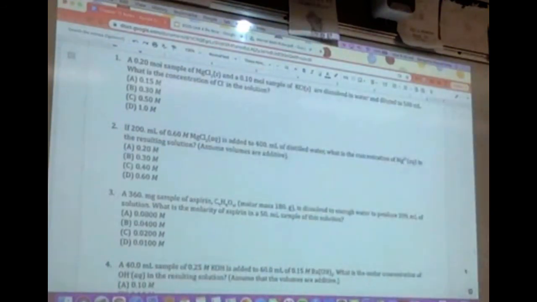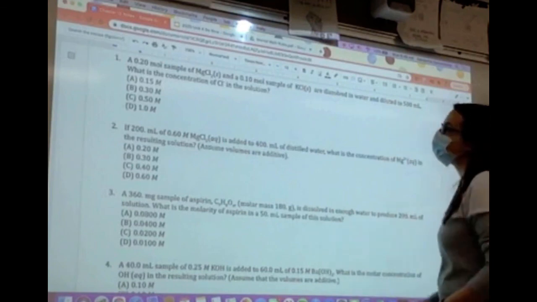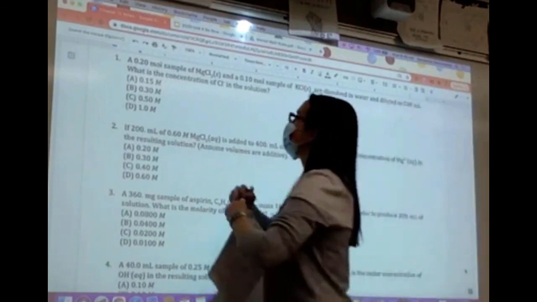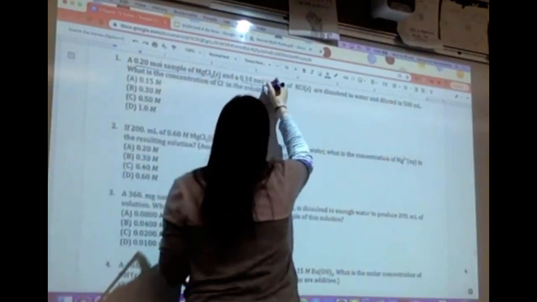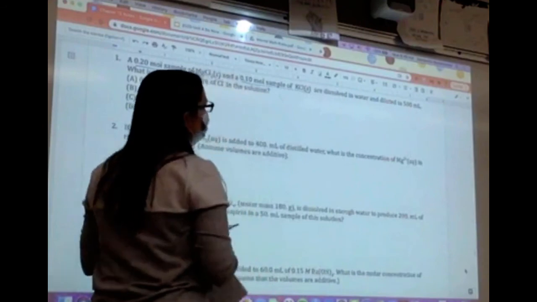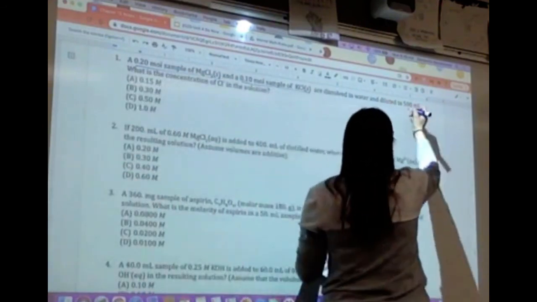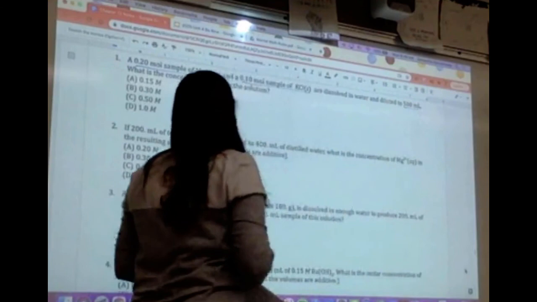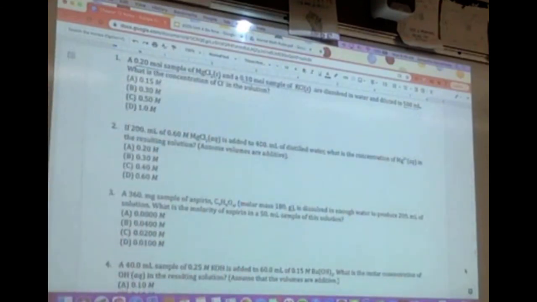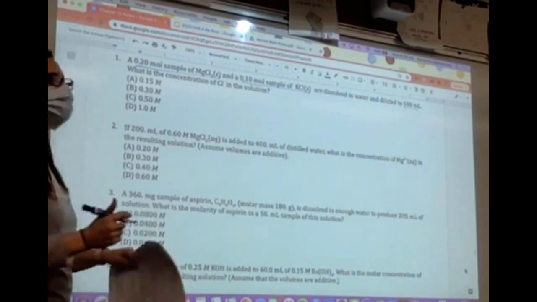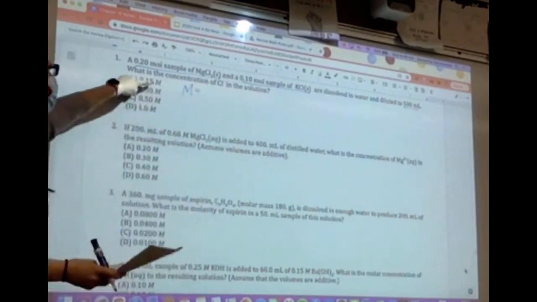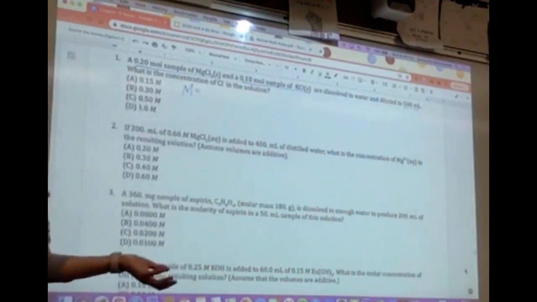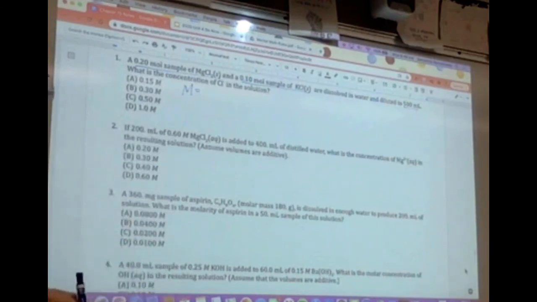So for number 1, a 0.2 mole sample of MgCl2. Okay, so I'm just going to underline this. 0.2 mole sample of MgCl2 and a 0.1 mole sample of KCl are dissolved in water and diluted to 500 milliliters. What is the concentration of Cl- in the solution? So on the AP test, when it's asking for concentration, it's more than likely asking for molarity. Now you can tell by the answer choices, capital M is molarity. So that tells us we're going to be calculating molarity.